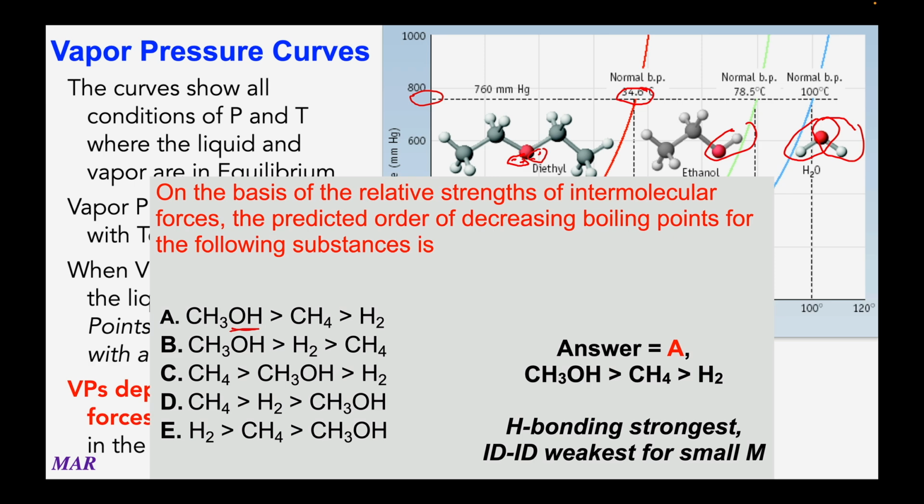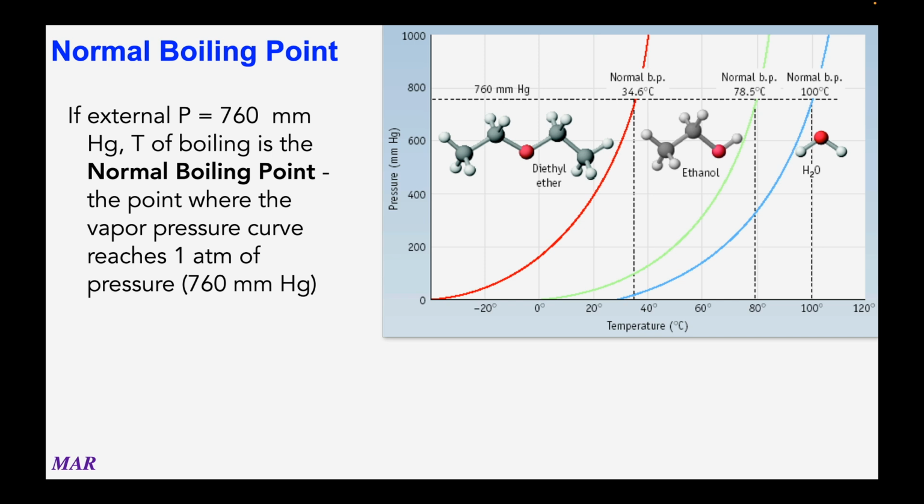The highest boiling point goes to methanol, CH3OH, because of the hydrogen bonds, the strongest intermolecular force. Both CH4 and H2 have induced dipole intermolecular forces. They would be the same, but CH4 should be higher. Bigger molar mass usually means a higher boiling point, so the smallest boiling point should be for H2. So the normal boiling point is where the vapor pressure of the substance equals the atmospheric pressure. And in the normal boiling point, that point would be 1 atmosphere, or 760 millimeters of mercury.